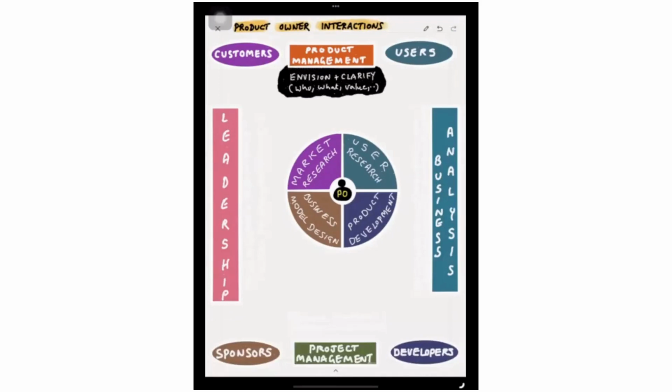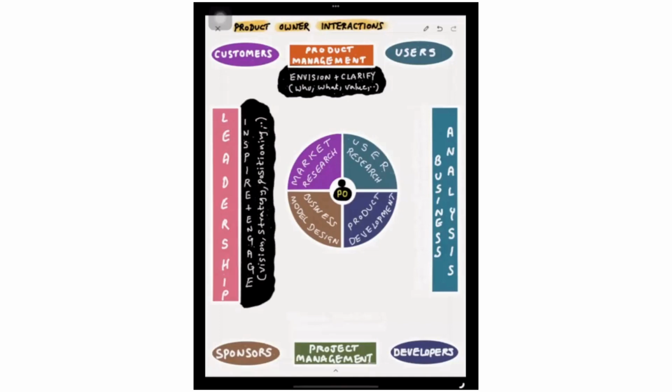So as part of the product management, what you will focus is on envision and clarify, which means understanding who are the users, who are the customers, what problem or need we are going to fulfill through the product, what is the value meaning for them, this information. As part of leadership, you will focus on inspire and engage by creating the product vision, product strategy, roadmap, positioning, product positioning, all these things.